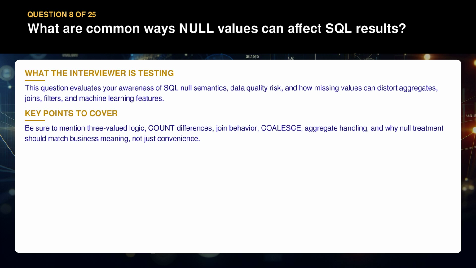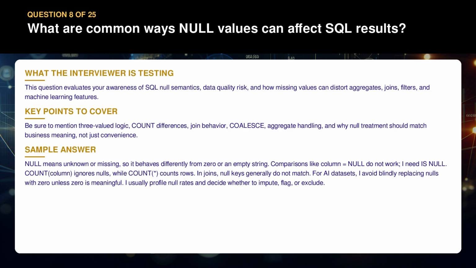Null means unknown or missing, so it behaves differently from 0 or an empty string. Comparisons like column equals null do not work. I need IS NULL. Count(column) ignores nulls, while count(*) counts rows. In joins, null keys generally do not match. For AI datasets, I avoid blindly replacing nulls with 0 unless 0 is meaningful. I usually profile null rates and decide whether to impute, flag, or exclude.